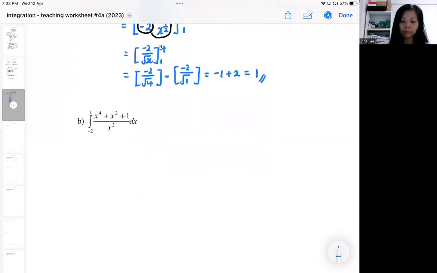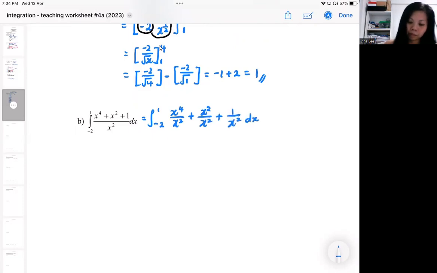Okay, the next one, I've got a big fraction to integrate, but we don't have a quotient rule in our integration. So don't forget, we can actually split them up. We can split using the same denominator. Do a little bit of integers, then now you can start your integration.